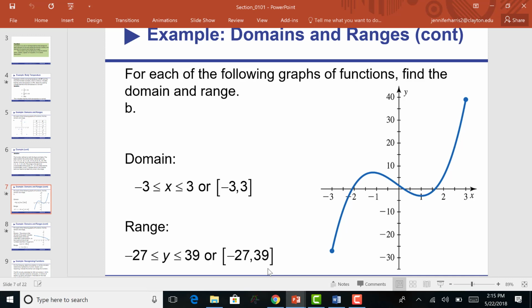All right. So with that said, I'm going to say something about how they wrote the domain, because you're going to need to be able to write it the way they wrote it. They wrote the domain in two specific ways. They gave it to you in inequality notation and interval notation. So let me put that on the board. -3 less than or equal to x, which is less than or equal to 3. Or they gave it to you written in brackets form.